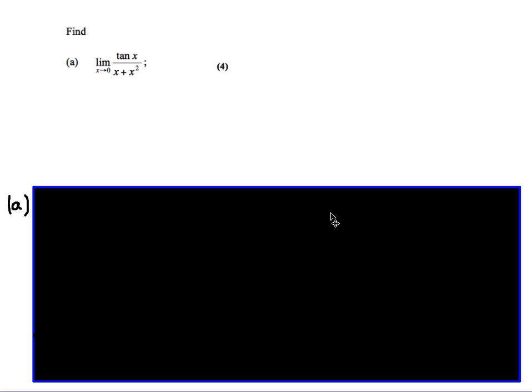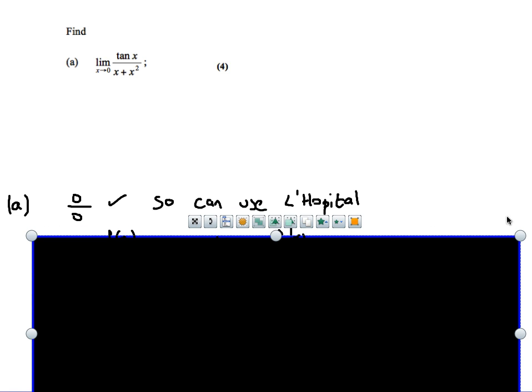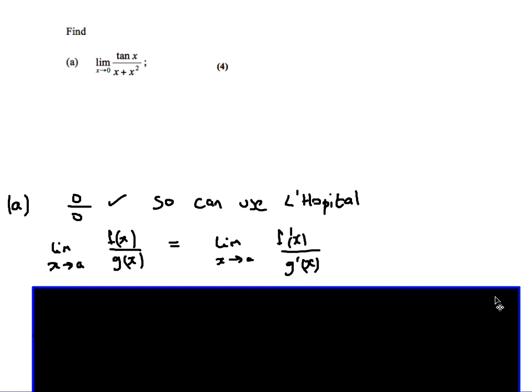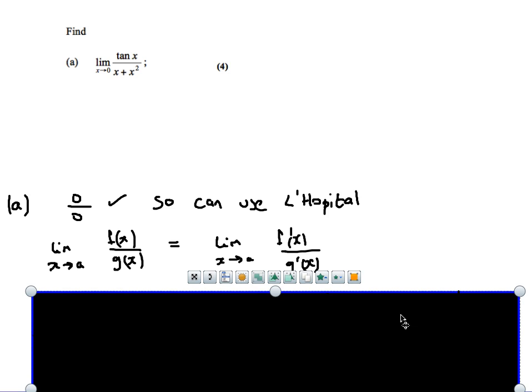Okay, next we're going to have a look at a few L'Hopital rules. The first one, we've got tan x over x plus x squared, and we want to see the limit as x approaches 0. Well, the first thing we need to do is check that we can use L'Hopital for this, and yes, we've got a 0 over 0, so when x is 0, this gives the top of 0 and the bottom of 0. So we can use the L'Hopital rule, and that simply says that we can basically differentiate both the top and the bottom, and that will give us an equivalent limit to this first one here.